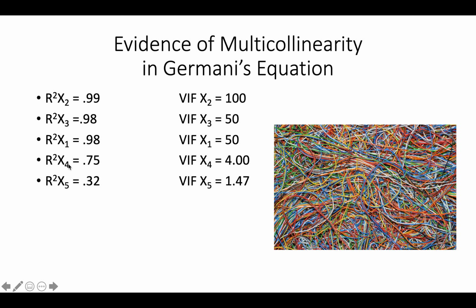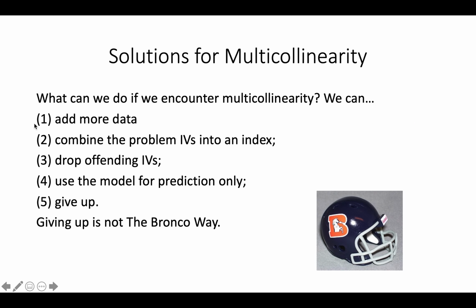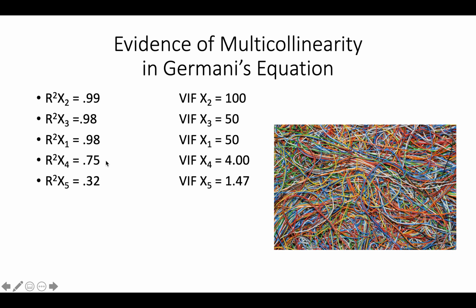X sub 4 regressed on x sub 1, x sub 2, x sub 3, and x sub 5 is not quite at that 0.8 level of R-squared that would indicate multicollinearity, but pretty close, and would be bothersome if we saw that R-squared present. But these three alone are very much indicators of multicollinearity. X sub 5 has a very low R-squared of 0.32 when regressed on x sub 1, x sub 2, x sub 3, and x sub 4, so that's not a multicollinearity problem right there. But for sure, x sub 1, x sub 2, and x sub 3 clearly display multicollinearity.